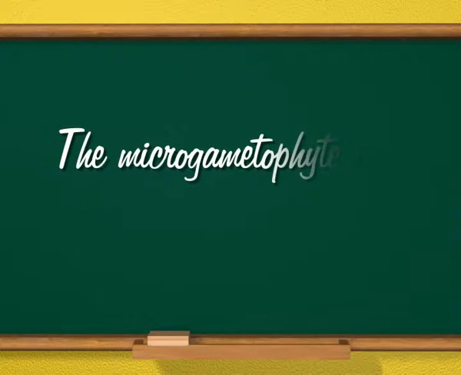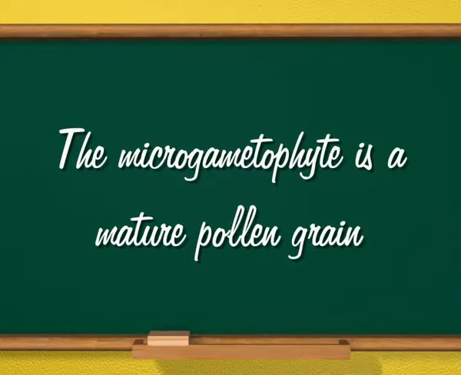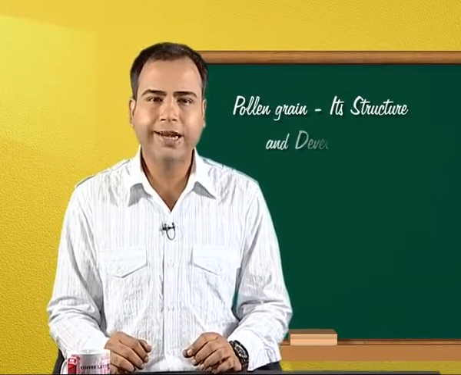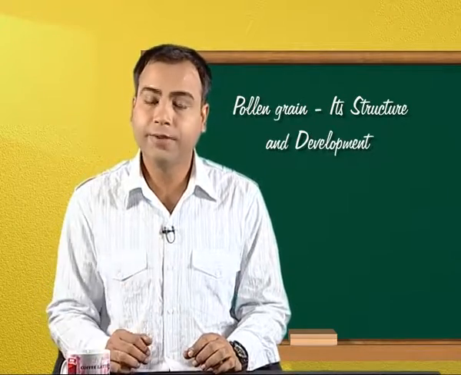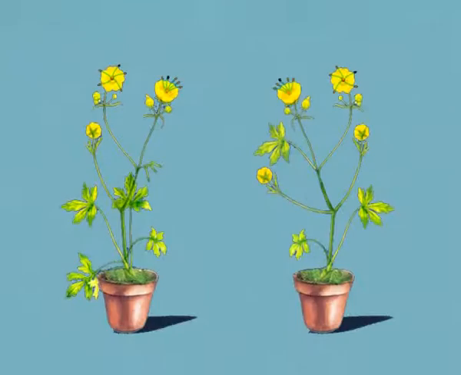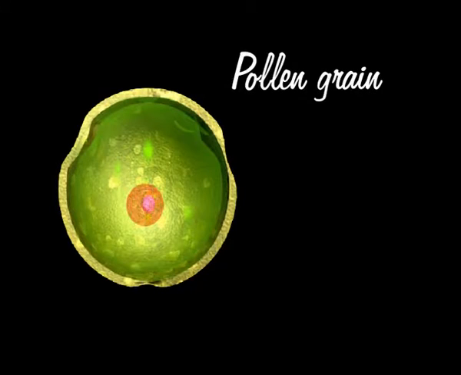The microgametophyte is a mature pollen grain which is either windblown or carried by an animal to the vicinity of its female counterpart, that is the megagametophyte. So pollens are small wonders or vehicles in which male genetic material is carried to the female gamete. Pollen protects the male nucleus until fertilization takes place.